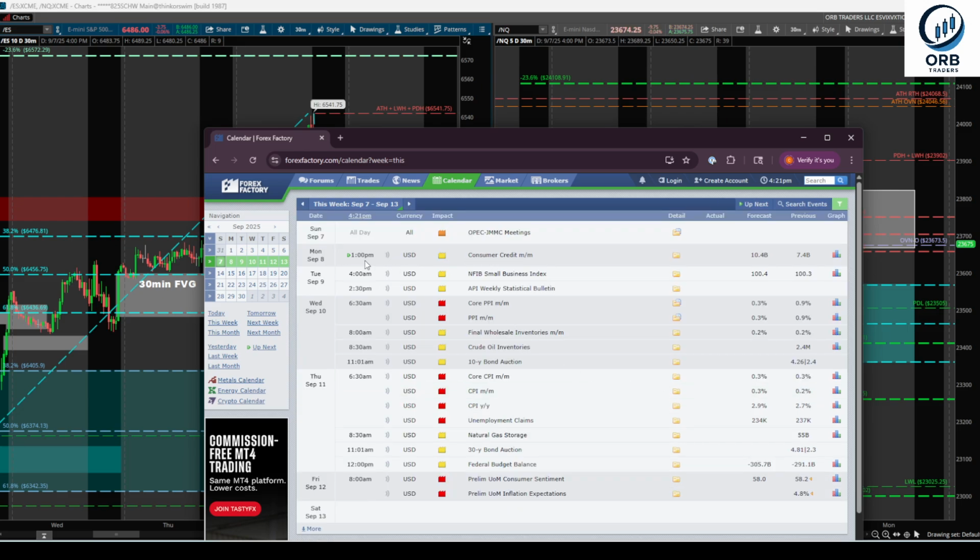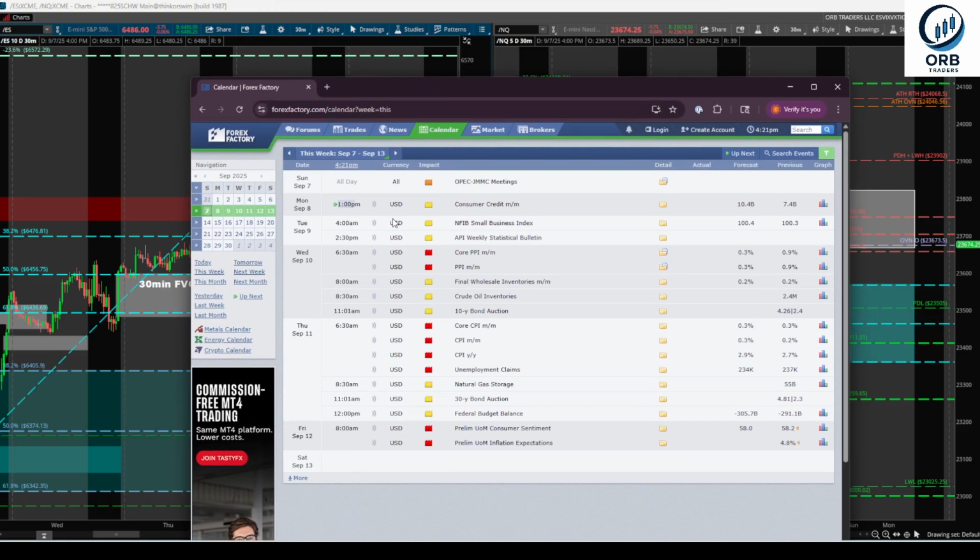Anything significant other than consumer credit, 1 p.m. This is also Mountain Standard Time. And then we go into Tuesday, some afternoon after-the-close events, and these are all USD events. Wednesday, though, we have PPI.